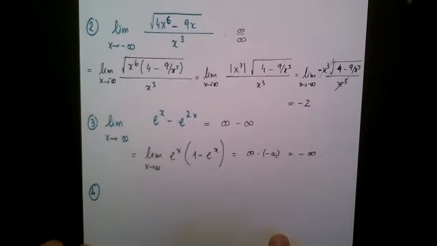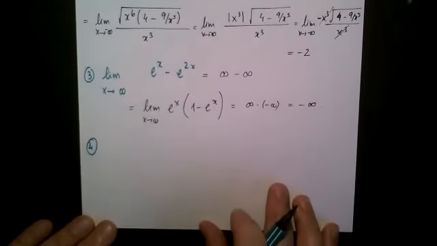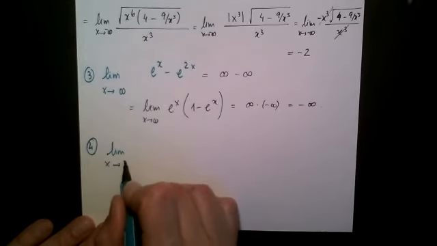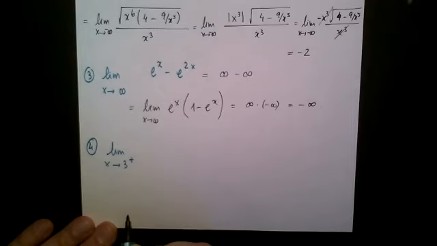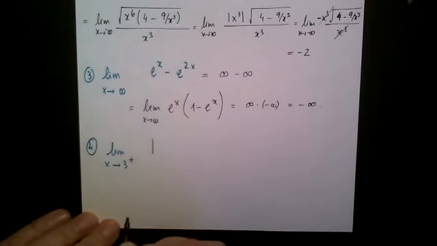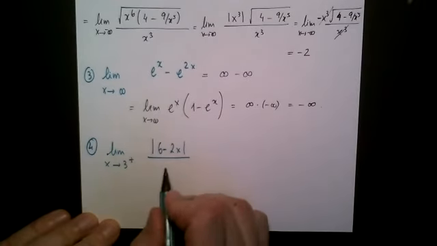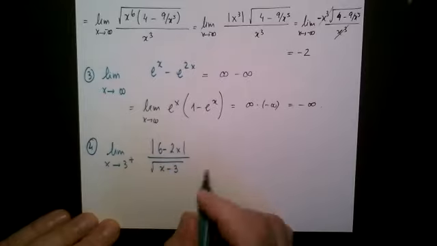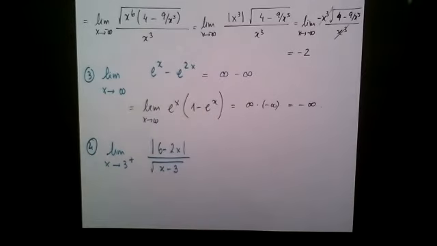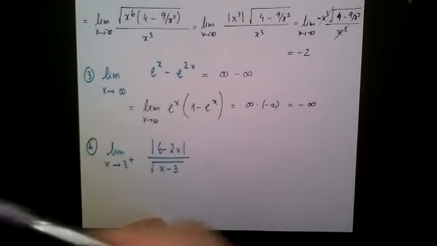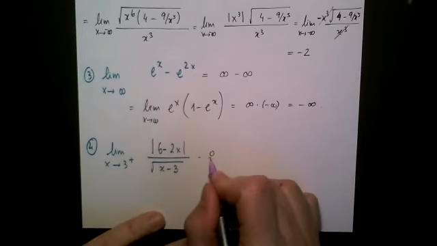Number 4. Limit as x approaches 3 from the right side of the absolute value of 6 minus 2x over the square root of x minus 3. So if we plug in 3 on top and on bottom, we get 0 over 0.